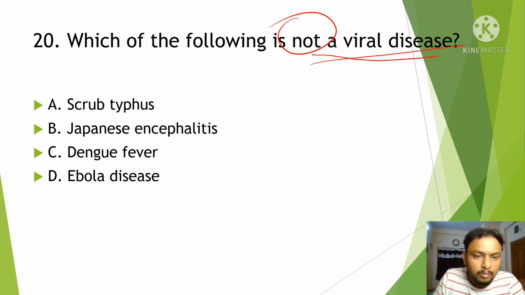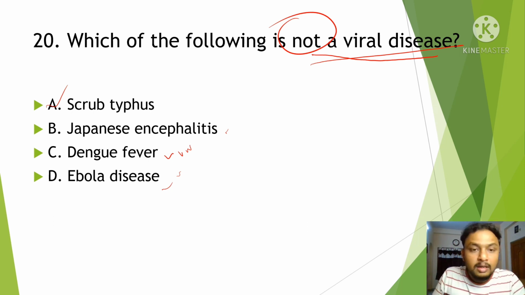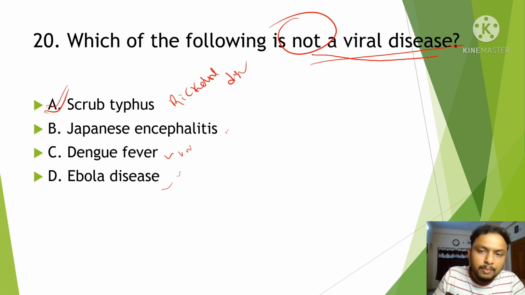See, dengue is a viral disease, Ebola is a viral disease, Japanese encephalitis is also the same thing. Okay, your option is scrub typhus. This is something different, a rickettsial disease. So scrub typhus is not a viral disease.